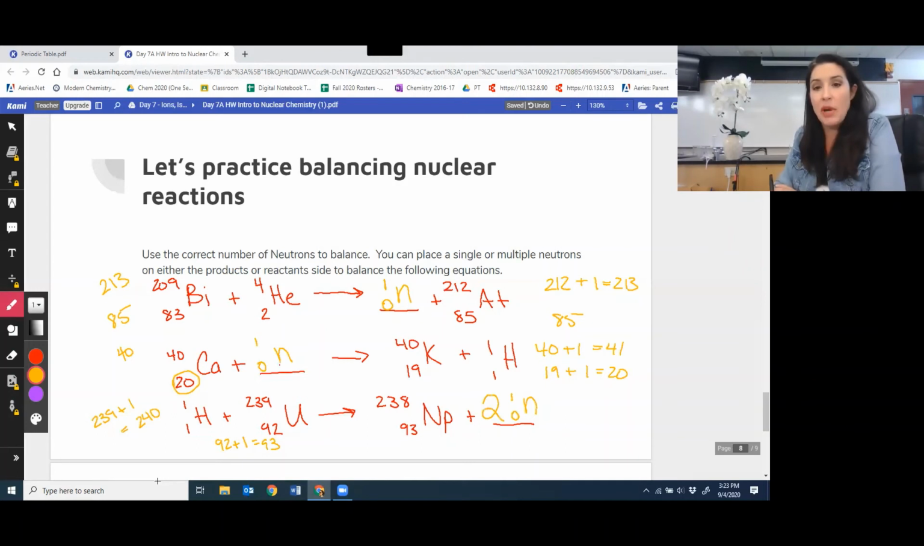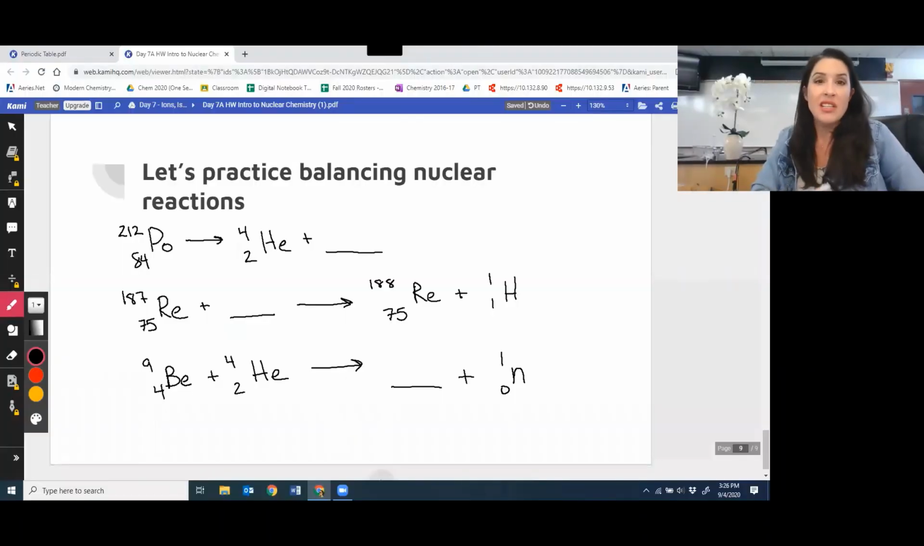So the difference between writing this and writing this can be visualized in this way. Here I have a neutron and a separate neutron. And they're just 2 of them. That's just the count. Here, I'm talking about 2 neutrons occupying a nucleus together, which doesn't happen. So we wouldn't write it this way. We would put this coefficient out in front in order to identify that we're talking about 2 neutrons on their own, individual neutrons. So now let's practice balancing some nuclear reactions that don't include neutrons.